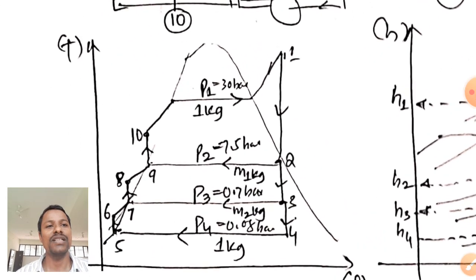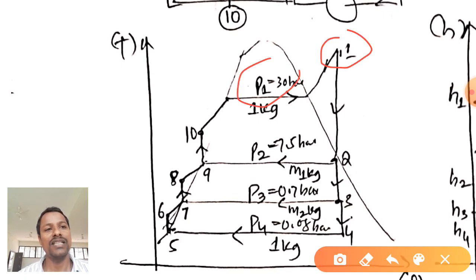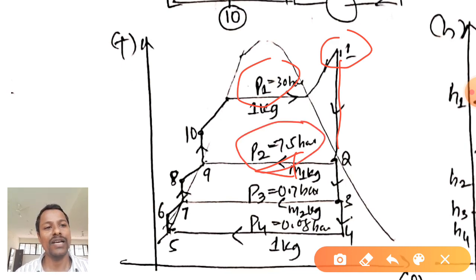So, the TS diagram for the present problem is as follows. Here we have marked state point 1. The P1 pressure, the boiler pressure, is 30 bar, and 1 to 2 is isentropic expansion. At point 2 I am drawing M1 kg for the open feed heater 1 at P2 of 7.5 bar pressure. Then 2 to 3 again undergoes isentropic expansion.